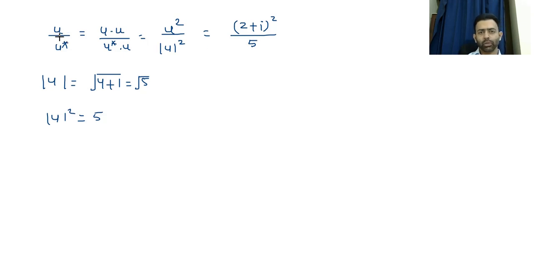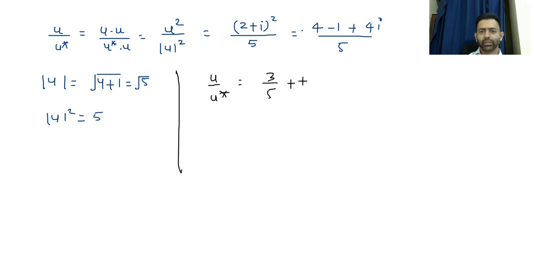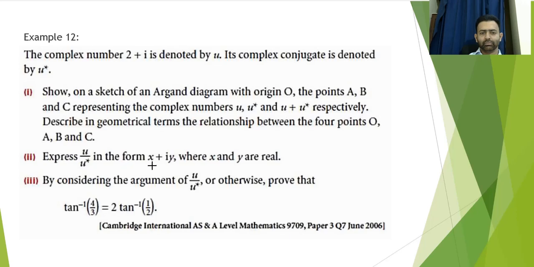So u by u conjugate is (2 plus i) whole squared divided by 5. So again separating into real and imaginary part, this is 4 plus i squared, which is minus 1, plus 4i, divided by 5. So separately writing this with a different color, you have u by u conjugate now as 3 by 5 plus i times 4 by 5. Right, this is your real part, this is your imaginary part. Now it is asking where x and y are real. So x value is 3 by 5 and y value is 4 by 5.